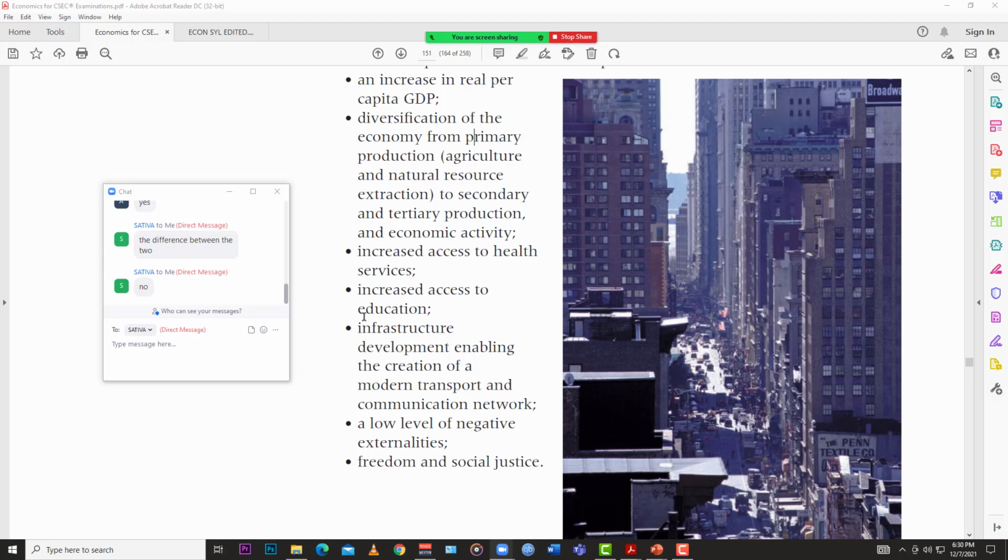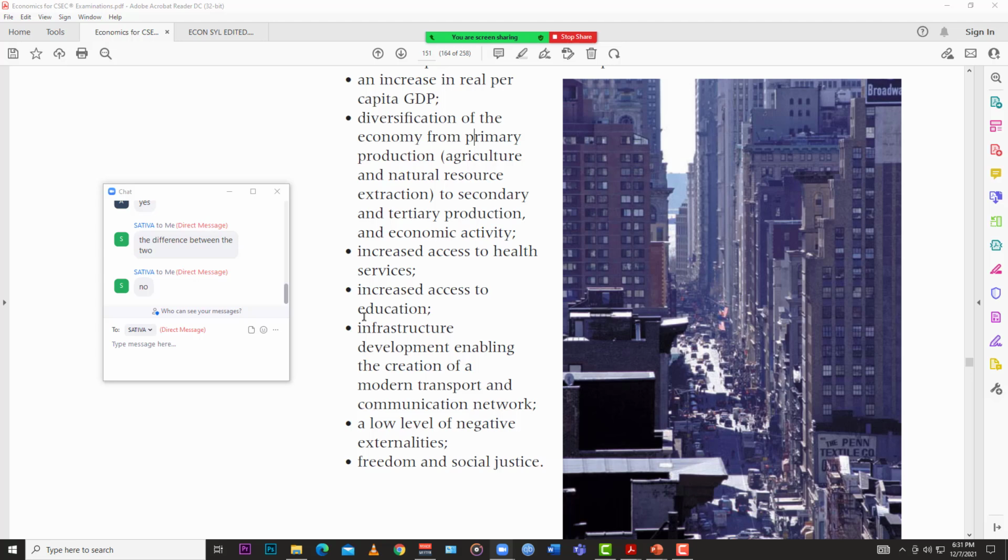Infrastructure development, new road projects, new bridges being built, lights being installed, buildings being repaired, all those things. Low levels of negative externalities, for sure. In St. Kitts, in the Caribbean, the majority of us don't have much in the way of pollution and those kinds of things, right? But as development occurs, sometimes that's a byproduct of development.